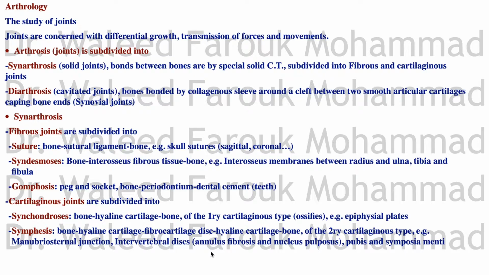The examples are the manubriosternal junction and the intervertebral discs. In previous lectures studying the intervertebral discs, you know that the disc is formed of circular fibers of fibrocartilage called the annulus fibrosus that enclose in the middle a soft pad of special gelatinous material called the nucleus pulposus, and this is the one that herniates in disc prolapse, for example. Examples of symphysis are the symphysis pubis and the symphysis menti.